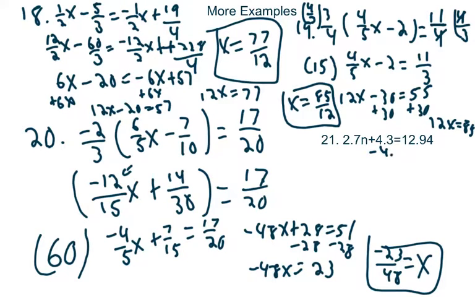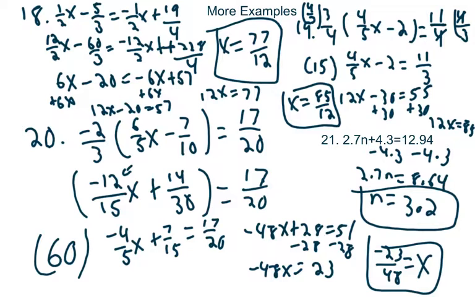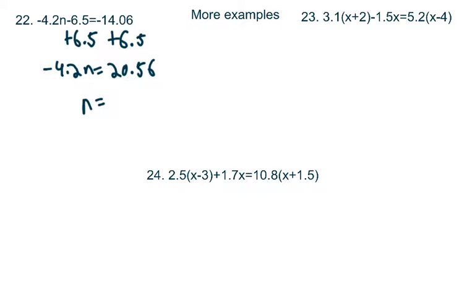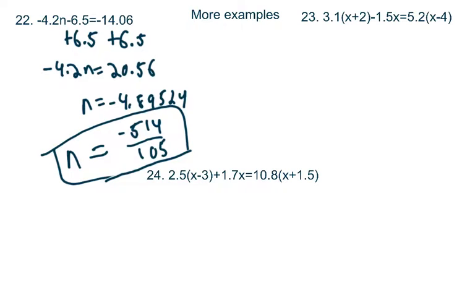Subtract both sides by 4.3. Minus 4.3, that'll be 2.7n equals 8.64. N would equal 3.2. I will fix the error if this is wrong at the end of the video. I'm going to use a calculator for this one, but I'm also going to show you how to do it. Plus 6.5 both sides, which means negative 4.2n equals 20.56. N would equal this. Let me change this into a fraction in a second. I just changed it to a fraction. This would be the answer.